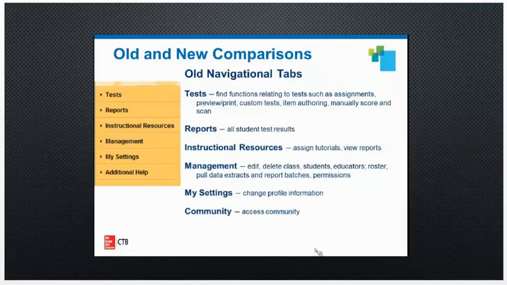When you look at the old view, you see that the navigational tabs were vertical and they were written in black on a yellow-orangish background. You had choices between tests, reports, instructional resources, management, my settings, and community.